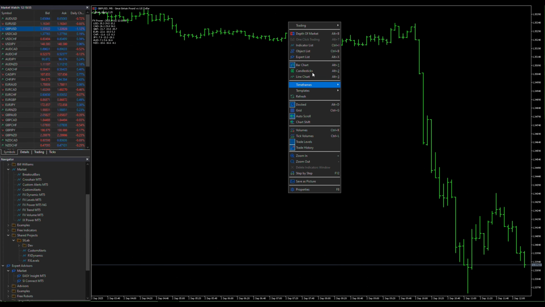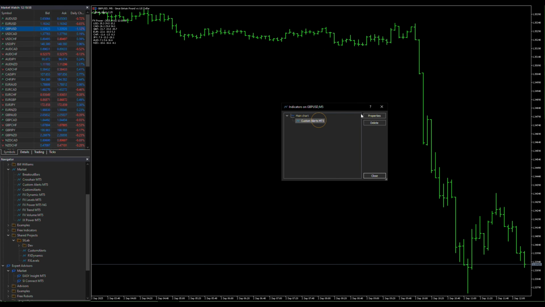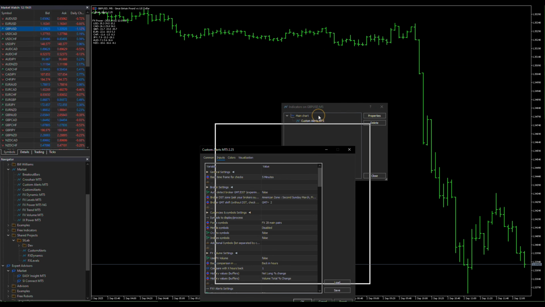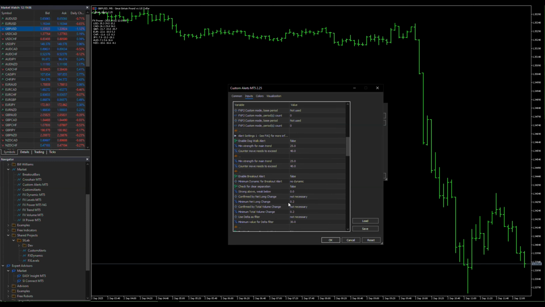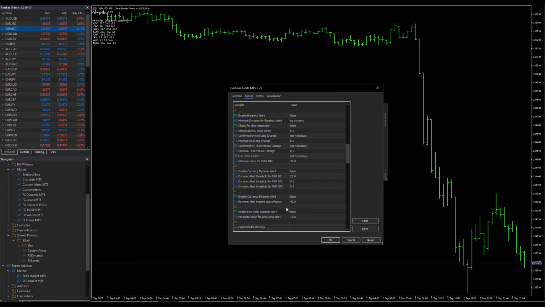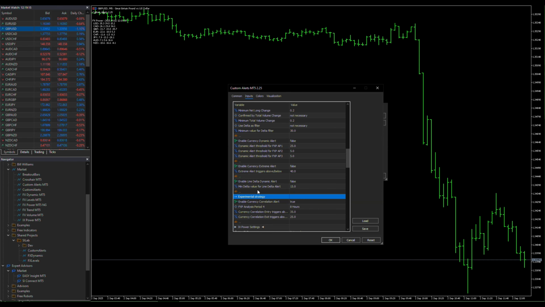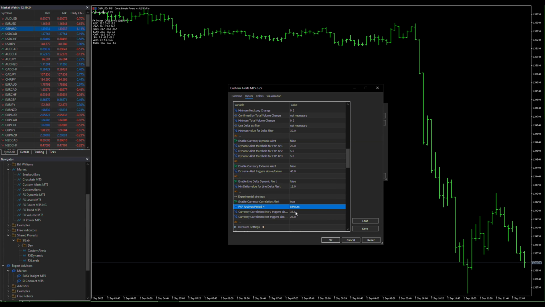This is the chart where I loaded the custom alerts indicator, and you'll find the corresponding alert option here at the bottom of the FX Power options. It's an experimental strategy. Here you can enable the currency correlation alert. The FXP analysis period is 8 hours as seen in our chart, and the entry triggers above 35 and the exit triggers at 25, or if it reverses down below 25 or above minus 25 in terms of a sell trade.